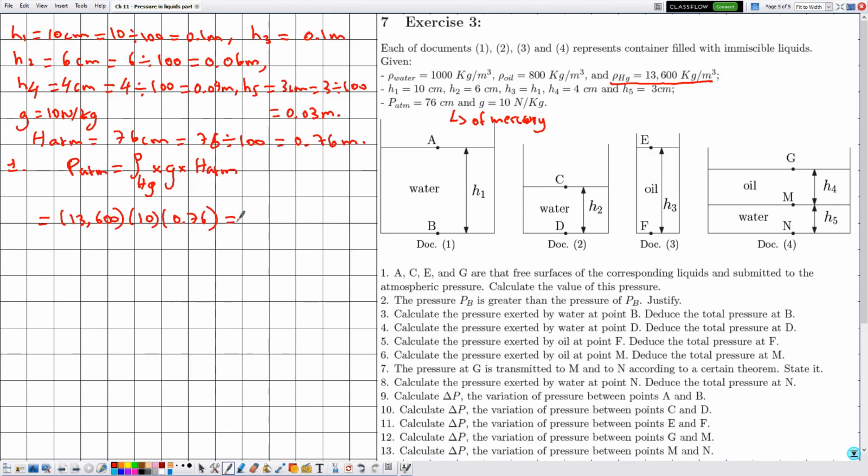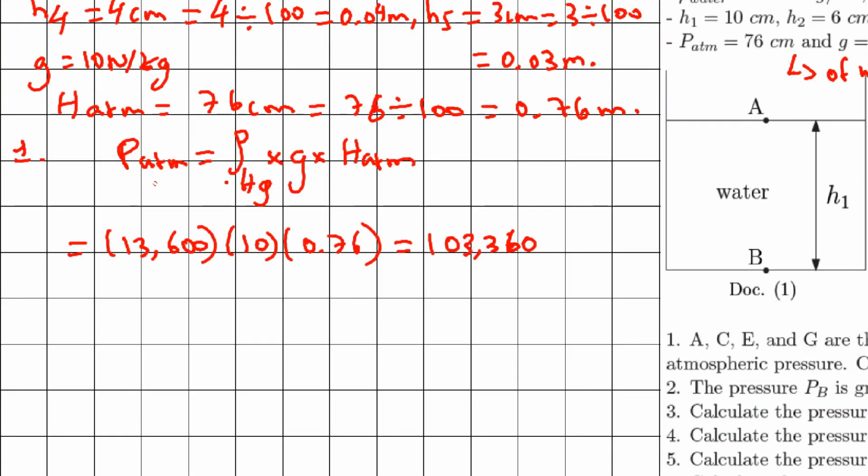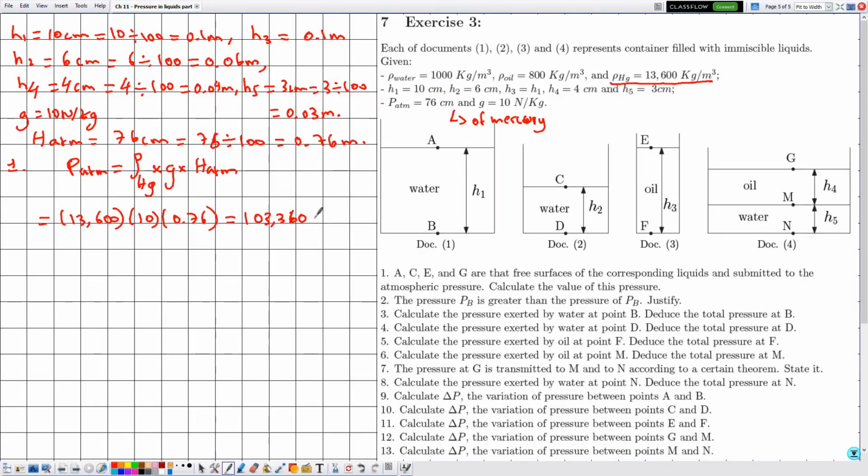Plugging this on the calculator, the value of the atmospheric pressure is 103,360. Since all of these rho, G, and H are expressed in the SI, the value of P will be in the SI, which is Newton per meter square. And another unit for Newton per meter square is Pascal. So the atmospheric pressure in this case is 103,360 Pascal.